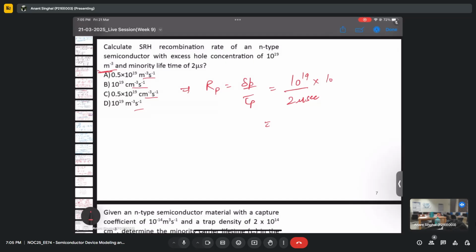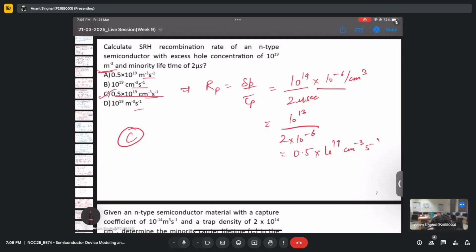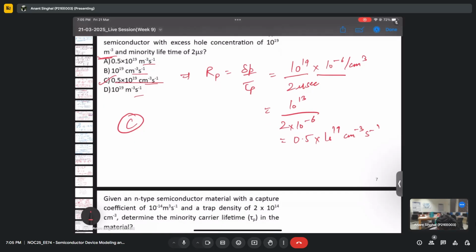So it is 10 to the power minus 6 per centimeter cube. I don't know if I'm right or wrong. So 10 to the power 13 over 2 micro. So this will give 0.5 into 10 to the power 19 per centimeter cube per second. This is the option. If I write plus 6, then there will be no option. So this is right then. So the correct answer will be option C. Make sense?